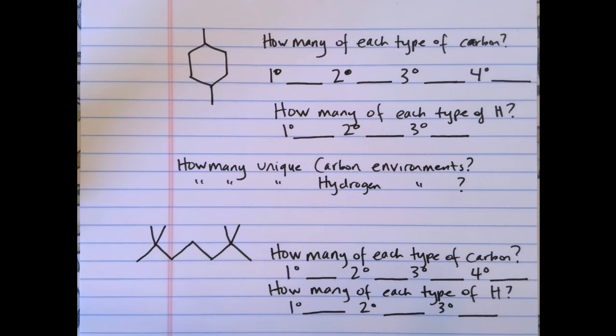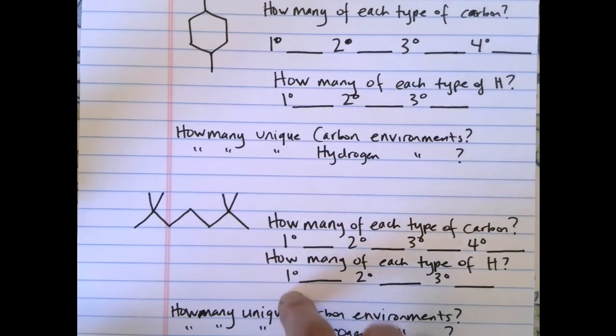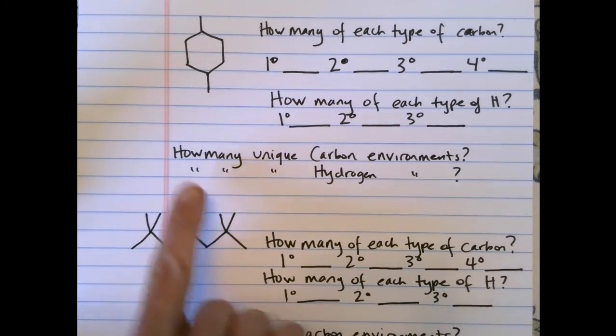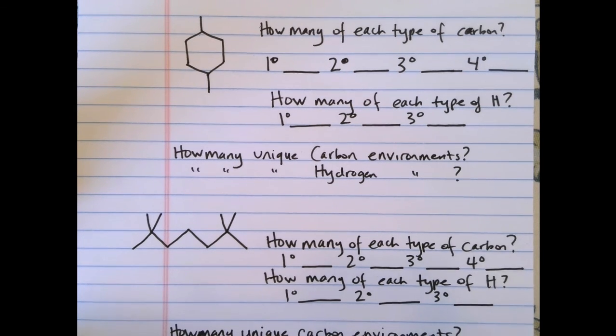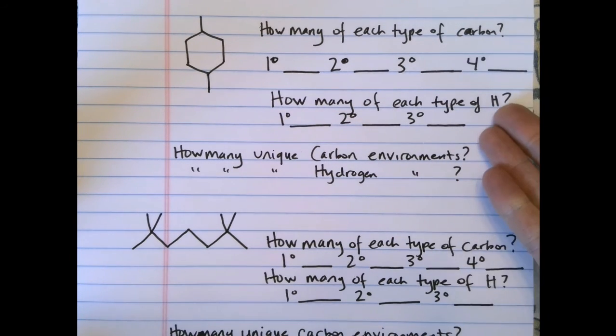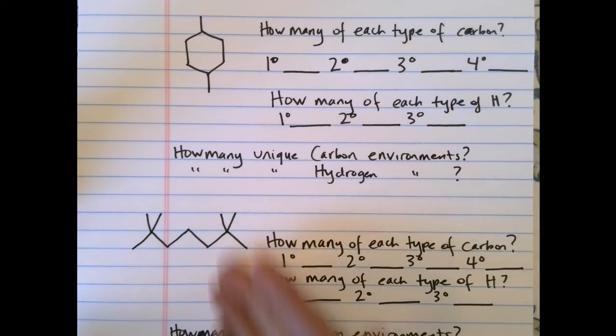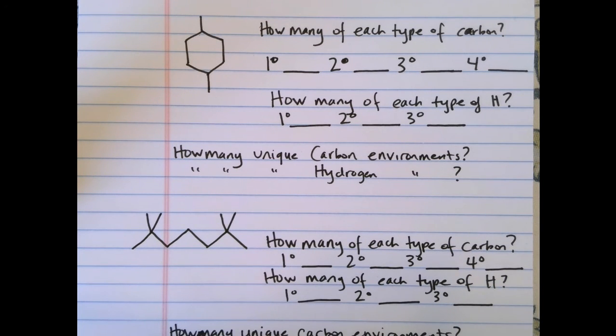Okay, knowing what I just showed you in the course notes, why don't you pause this video, and you could probably even work on both of these problems right here. We haven't yet talked about carbon and hydrogen environments, so don't worry about that, but go ahead and fill in how many primary, secondary, tertiary, quaternary, etc. we have in each of these molecules. Okay, and you worked on it, now you're back.